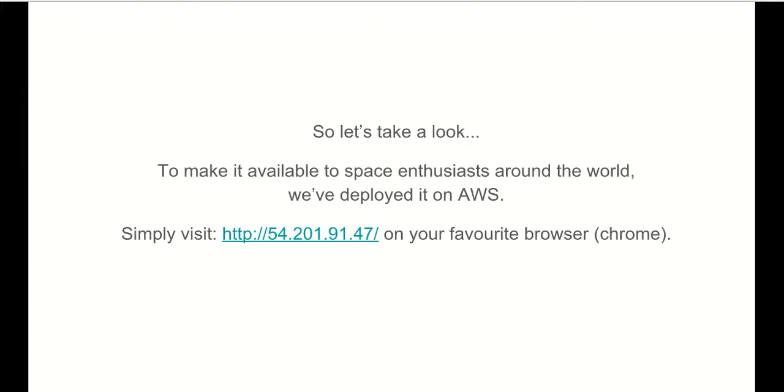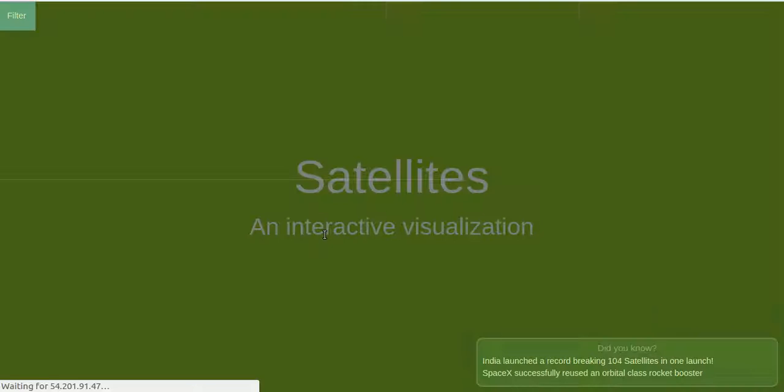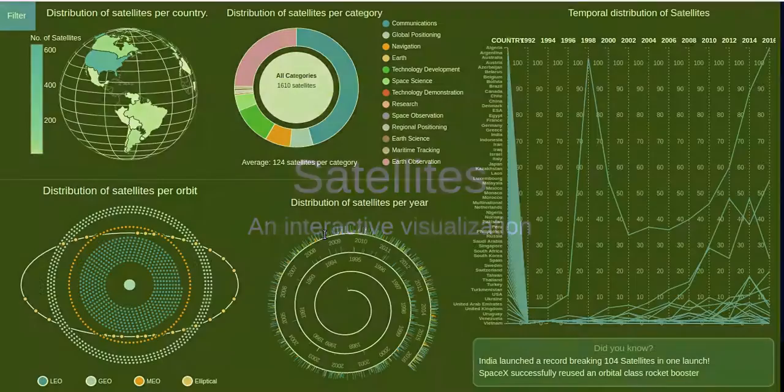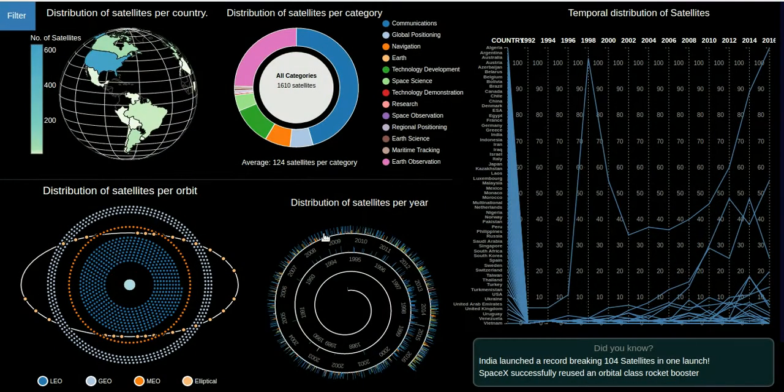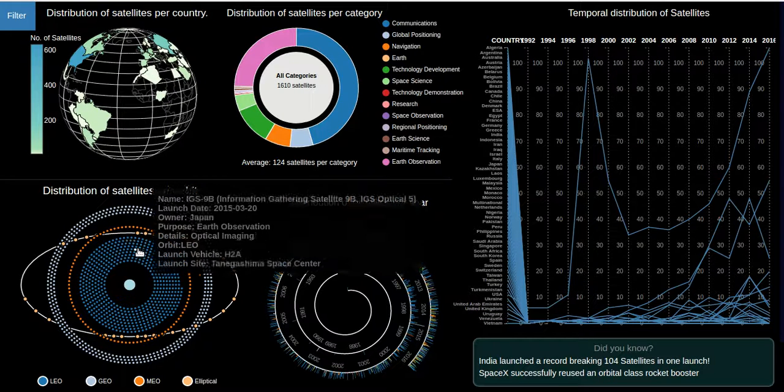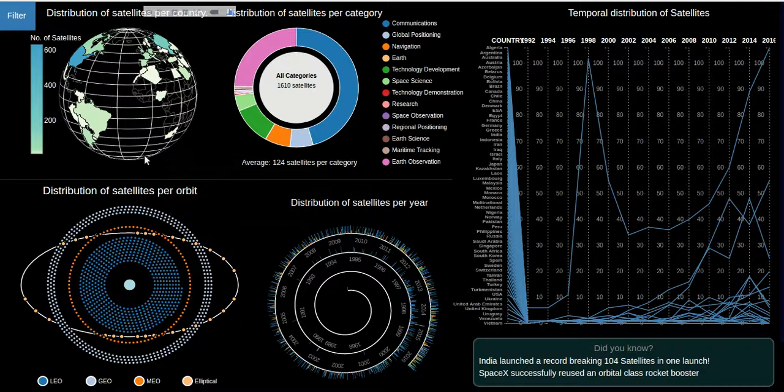Now, to make this available to people around the world, we have deployed it on AWS. So let's take a look. We have followed Schneiderman's information mantra for this, where we give the overview of the entire dataset first. You can zoom and filter, and then you can see the details on demand. Let's look at each individual view first.